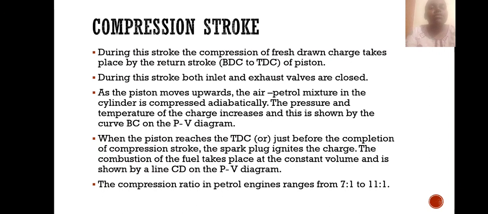When the piston reaches the TDC, or just before the completion of the compression stroke, the spark plug ignites the charge. The combustion of the fuel takes place at constant volume and is shown by the line CD on the PV diagram. The compression ratio in the petrol engine ranges from 7:1 to 11:1.